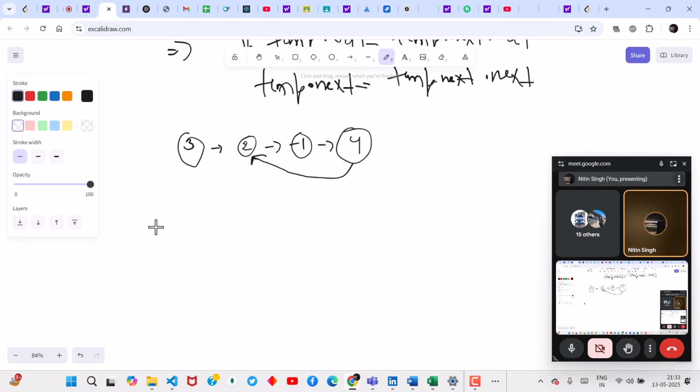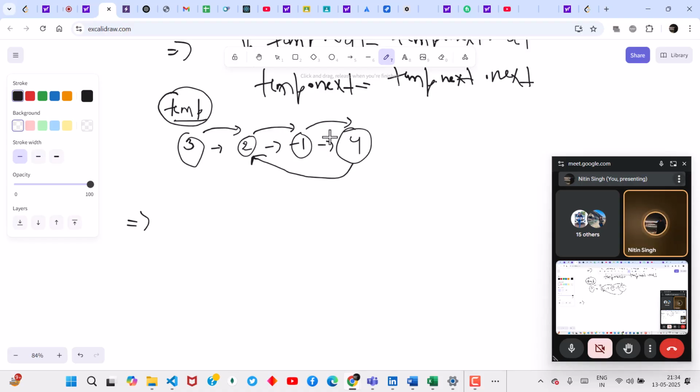Fine. So what will I be doing? I'll start my iteration from the head, and I won't be disturbing the property of my head. So I'll store the reference of my head in a variable temp. I have started my iteration, and in the next iteration, my temp will be here. In the next iteration, my temp will be here, and again here.